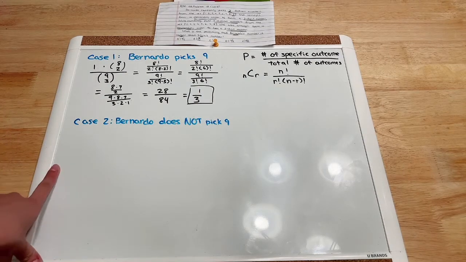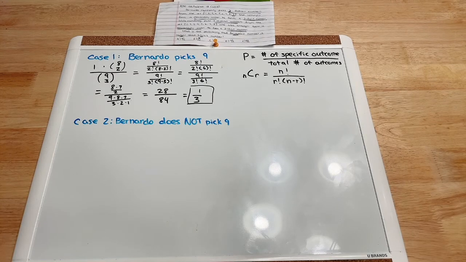Now, let's go to case 2, which is when Bernardo does not pick 9. Okay, so let's talk about this. If Bernardo doesn't pick a 9, then that means he's picking numbers from 1 through 8. And since Sylvia is also picking numbers from 1 through 8, then they are picking from the same set of numbers. So the probability that Bernardo's number is larger is actually equal to the probability that Sylvia's number is larger, because they are in the same set and they're picking the same amount of numbers.